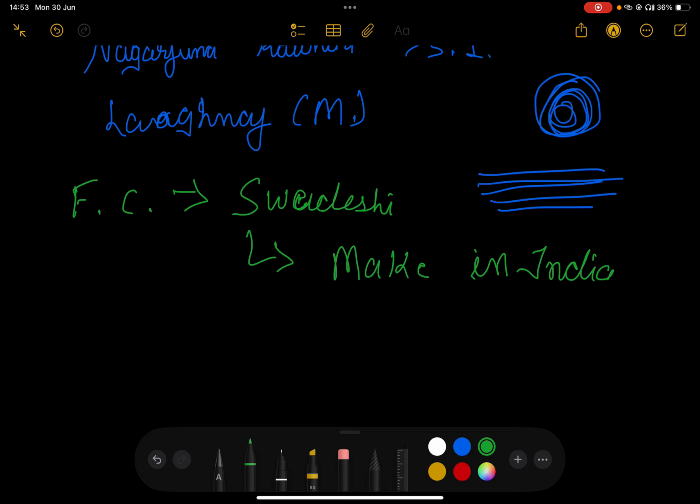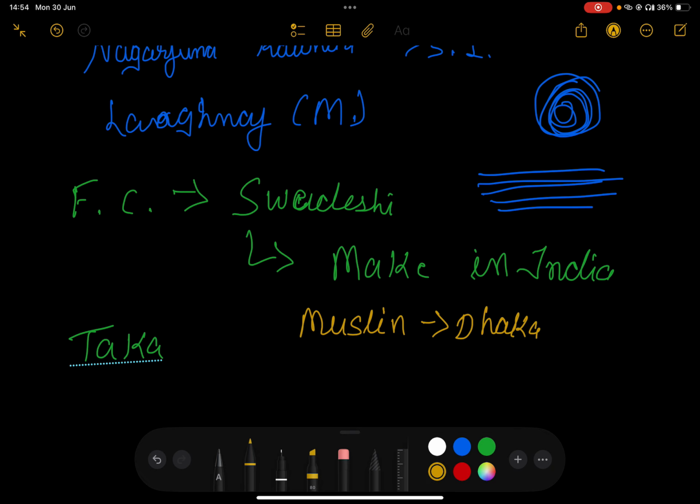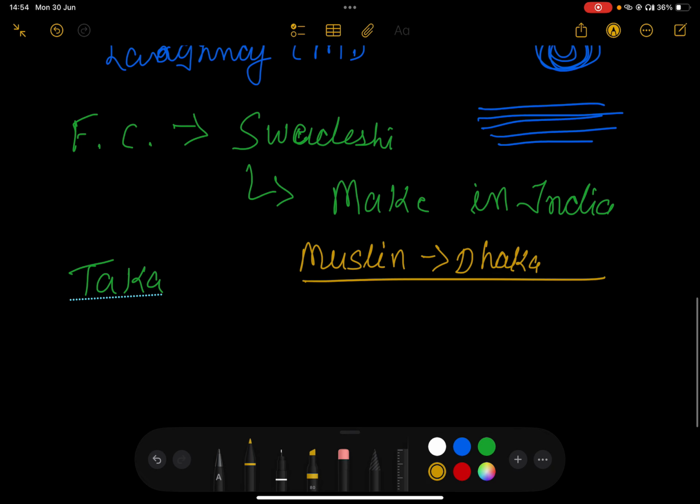Next is hand weaving. Since ancient times, India is also known for its textile know-how. It is well known that the whole piece of cloth of a particular size, that is taka, is known as the muslin of Dhaka. Then there is a type of cloth found in Dhaka, that is in Bangladesh, right? So it is known as muslin of Dhaka.